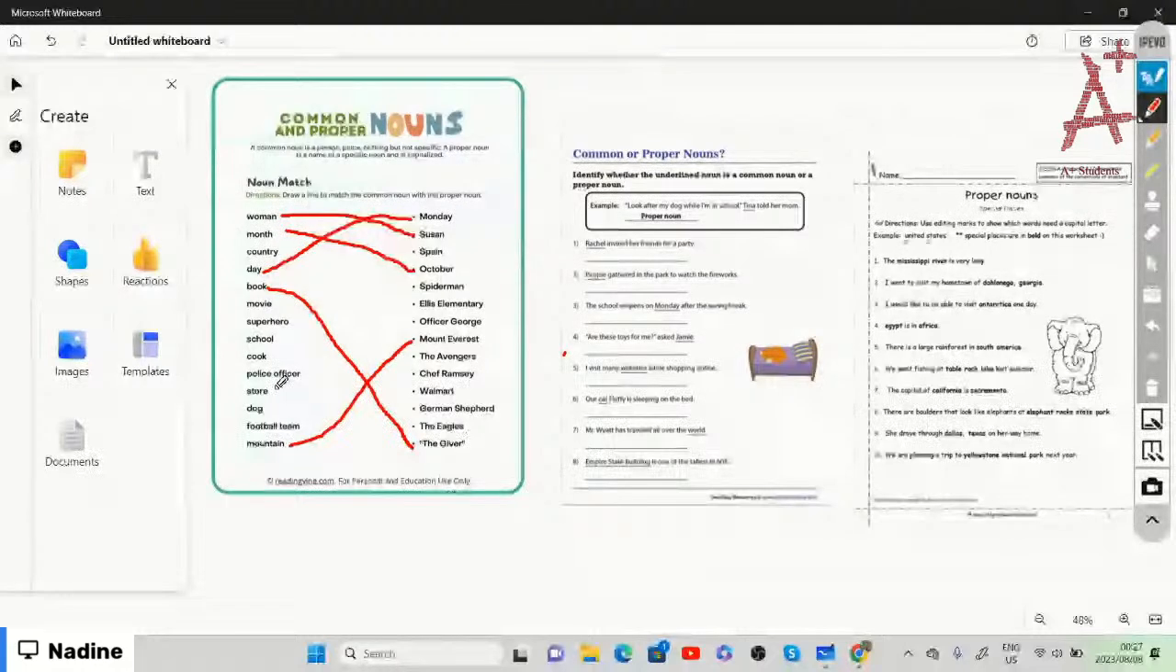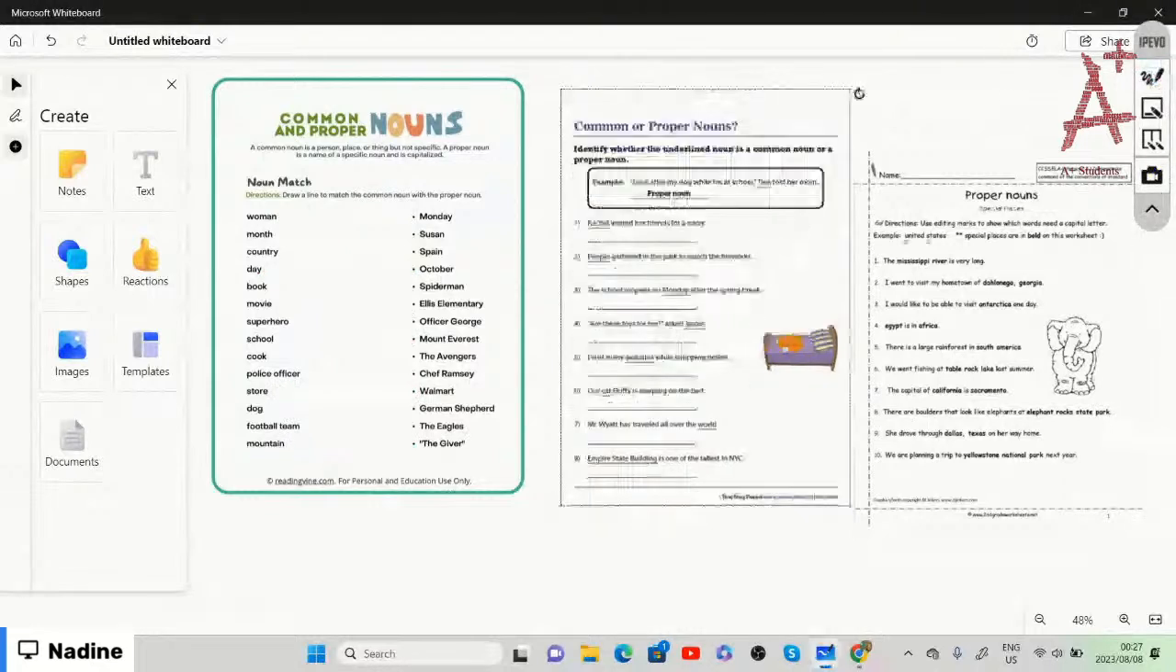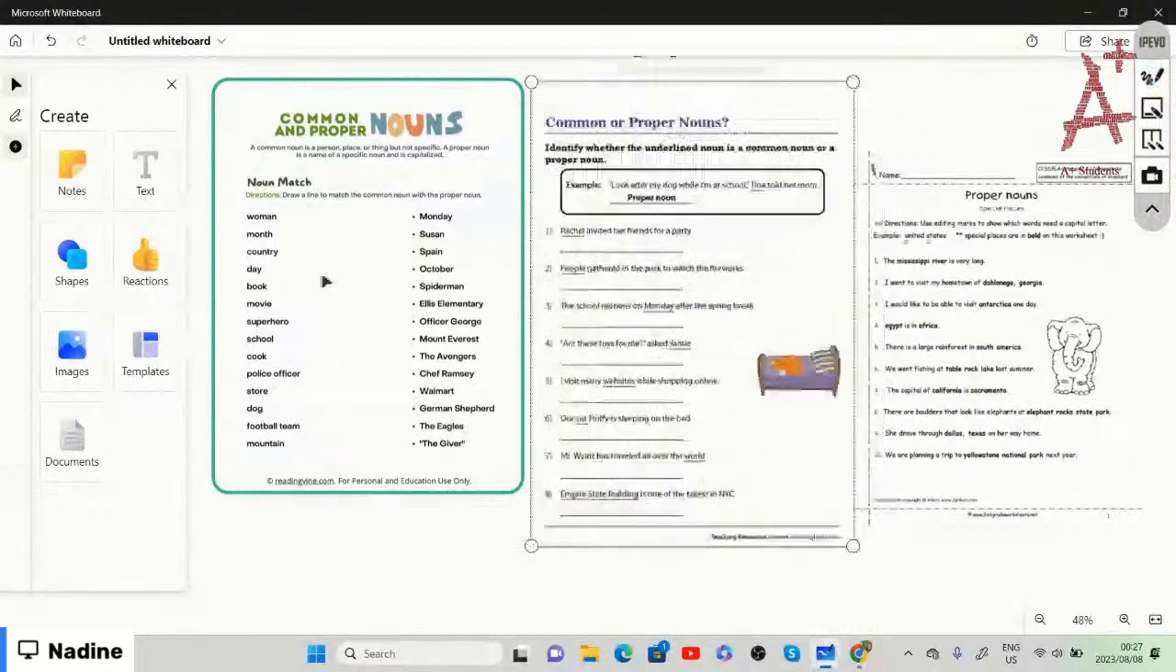The name of a store is Walmart. Our dog is a German Shepherd. And that is but a few of the common as well as the proper nouns that we have identified. All right, we're going on to the next one.